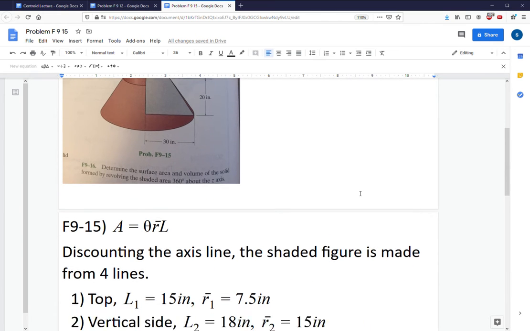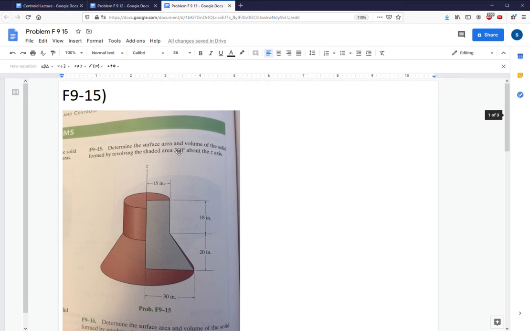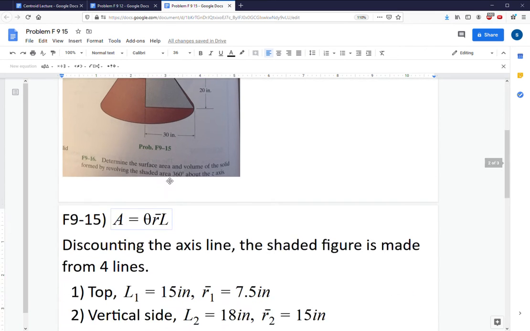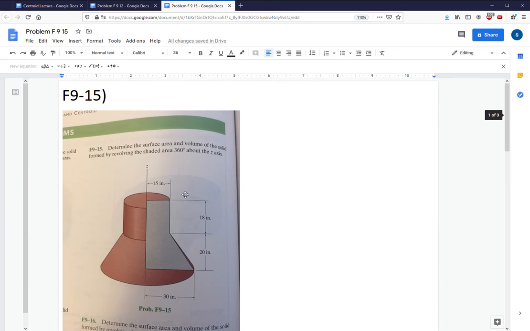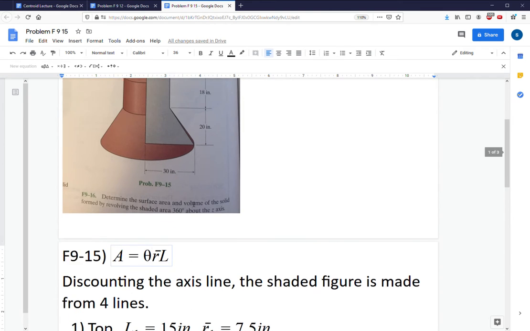To find the surface area, the formula is A equals theta times r bar times L. Theta is the angle that the figure is rotated, in this case 360 degrees, but it needs to be in radians, so theta is 2 pi. R bar is the average location, or the average distance from the z-axis, of all of the lines that get rotated to make the surface. And L is the total length of all the lines that make up the surface.